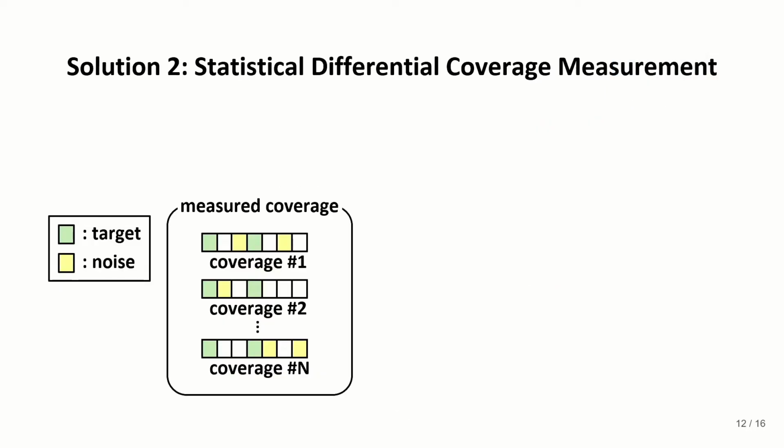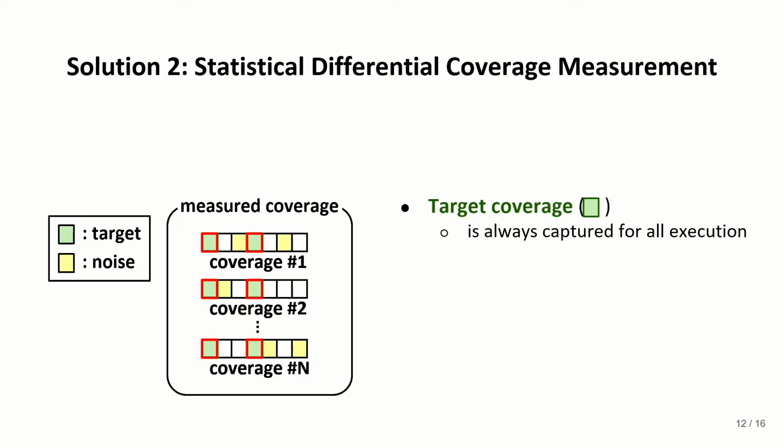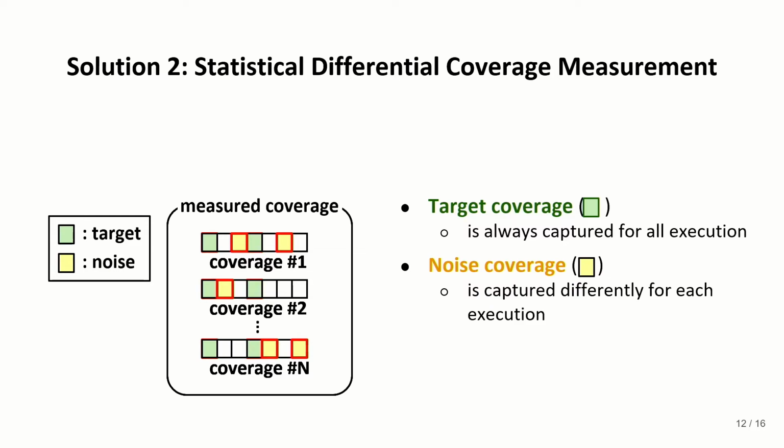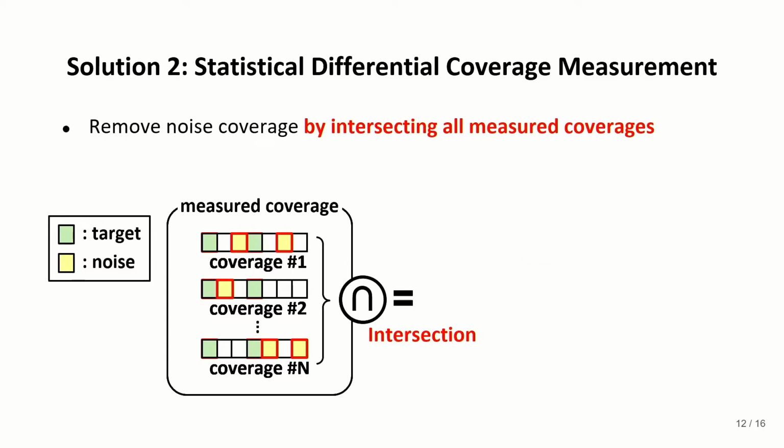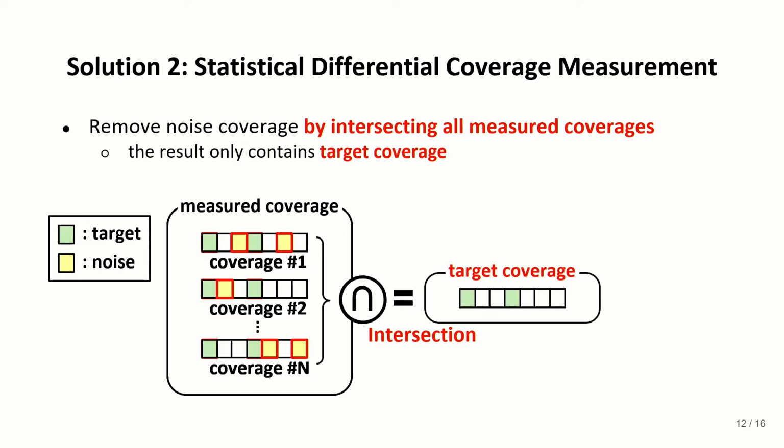To resolve this challenge, we observed the characteristics of target coverage and noise coverage. For target coverage, it is always captured for all execution. On the other hand, for noise coverage, it is captured differently for each execution. Through the observation, we designed a statistical differential coverage measurement that removes noise coverage by intersecting all measured coverage. By doing so, we can secure a clean target coverage.